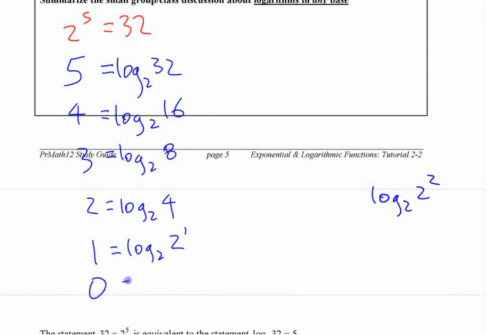What's 0 equal to here? Log base 2 of 2 to the 0, right? Or in other words, 1. Logarithm of 1 is always 0, because 1 you can always write as whatever the base you're using, it's that to the 0 power.